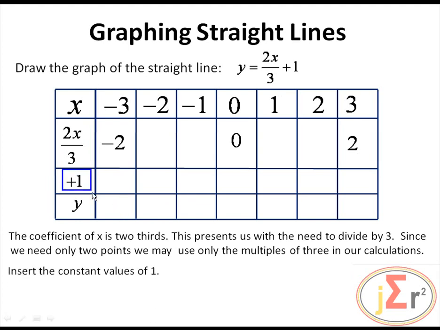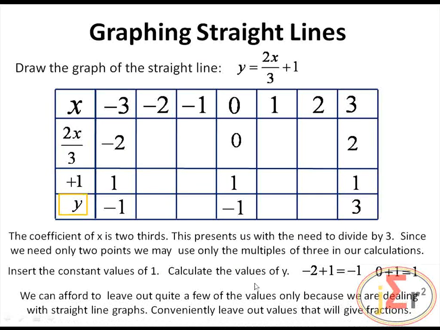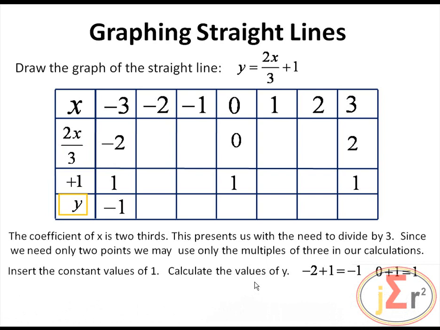The positive 1 is a constant value and it's going to be there, there, and right there. So no problem with that. So we can calculate now the values of y. Negative 2 plus 1 is negative 1. 0 plus 1 is 1. And 2 plus 1 is 3. So there we have it. Negative 2 plus 1 is equal to negative 1. It goes there. 0 plus 1 is 1. It goes there. And of course, the other one, we have stated how we have calculated it already.